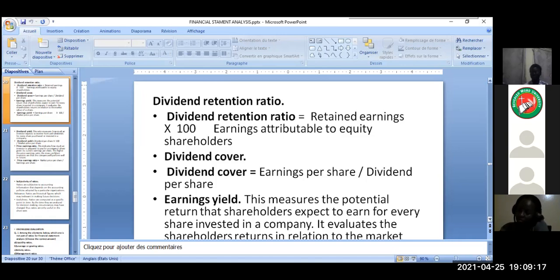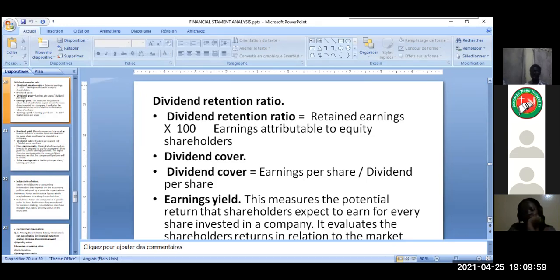Dividend retention ratio is calculated by taking retained earnings over earnings attributable to equity shareholders, and you times 100. We also have dividend cover. Dividend cover is earnings per share over dividend per share. It means earnings per share, which also determines the value of the current share, over dividend per share.